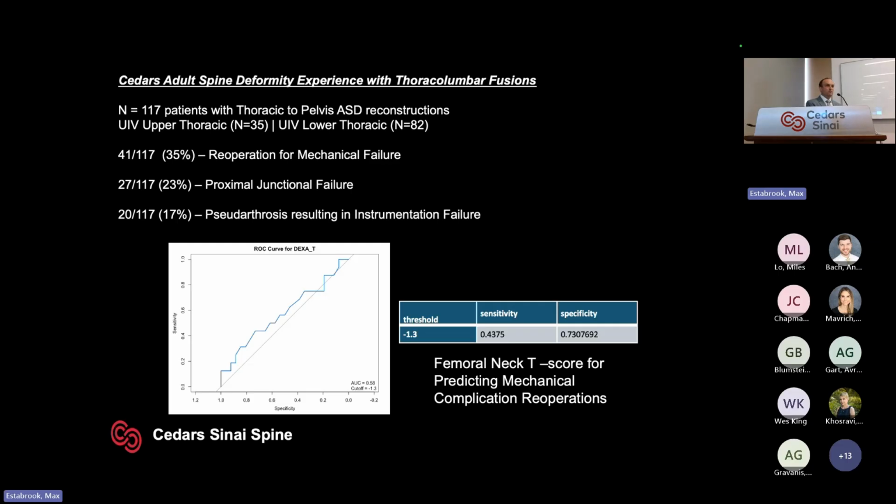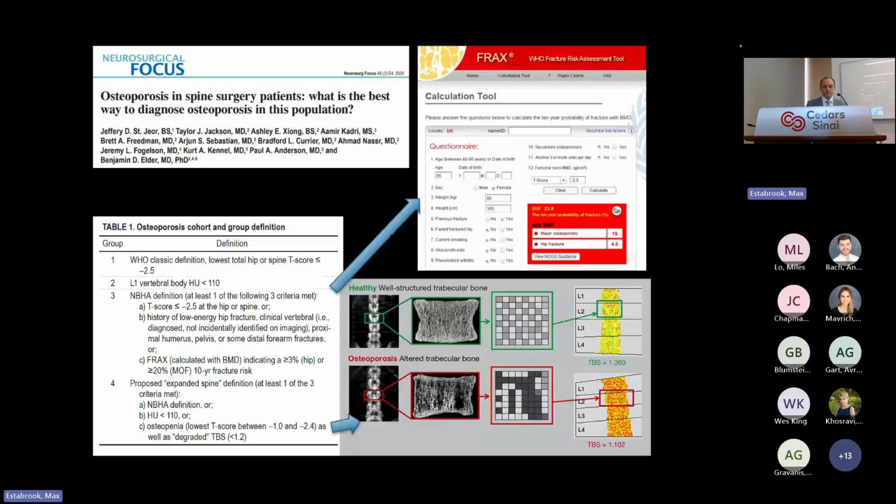But how well does DEXA predict this? Not well. Pretty much about as good as a coin flip, even if you set a really low threshold here. So this just emphasizes that this is our main screening tool in our patients, but it really fails to meet the mark. This is a really great study. Ben Elder and Paul Anderson led this work.